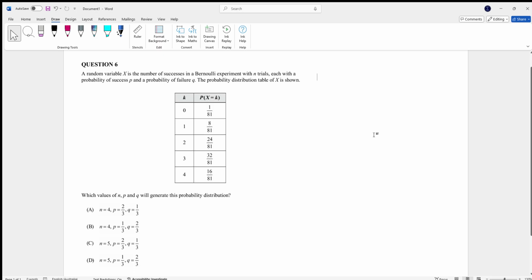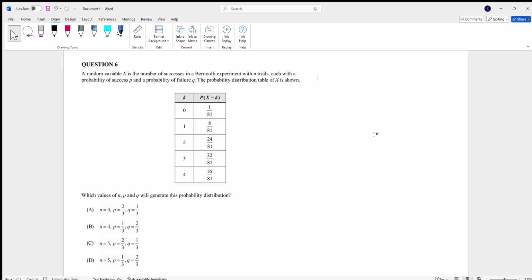So question 6. This one was quite hard at first, however there's a nice little trick to it, okay? So question 6: a random variable X is the number of successes in a Bernoulli experiment with n trials, each with a probability of success p and a probability of failure q. The probability distribution table is shown here, okay?